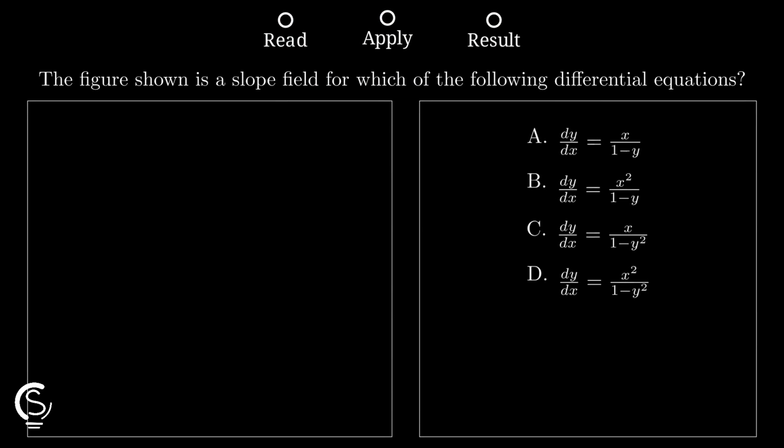First, look at the y-axis where x equals 0. Notice that all the slope segments are perfectly horizontal there. This means our numerator must contain an x term to make it 0.